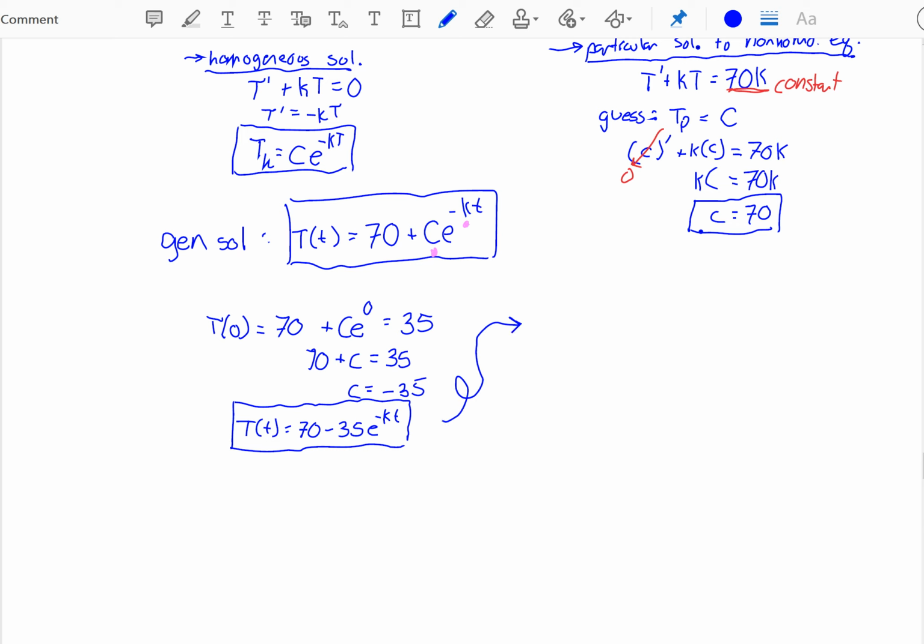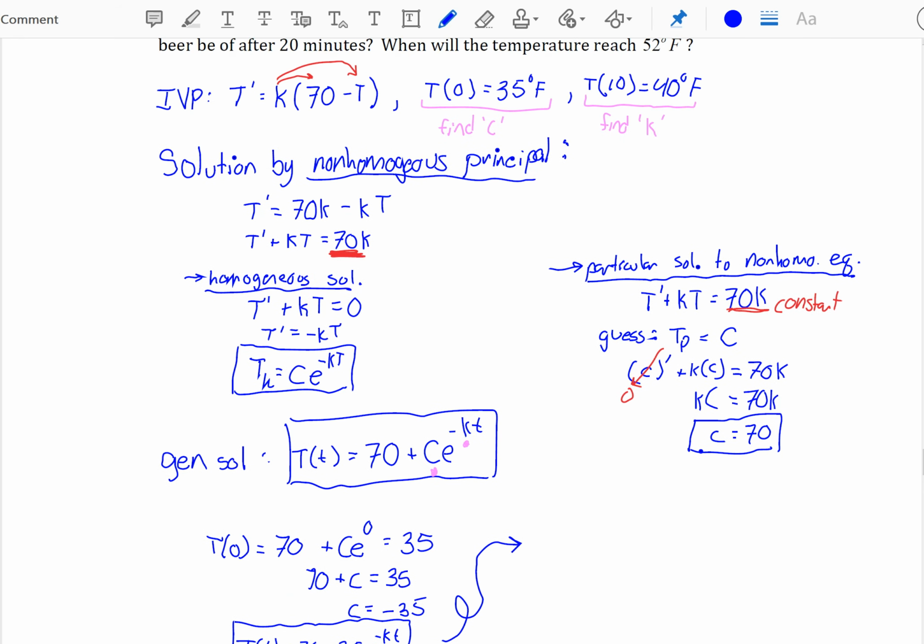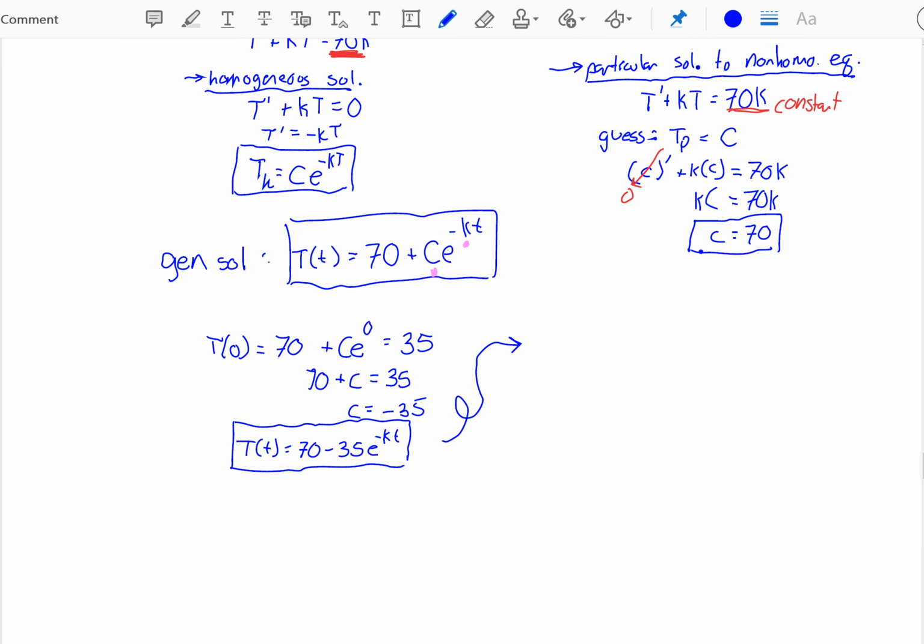Okay, now let's go find k. To find k, we know that after, what was it? It was after 10 minutes, it's at 40 degrees. So now we have T of 10 is equal to 70 minus 35 e. Now t is 10, which makes this be negative 10k. And we know this has to be equal to 40.